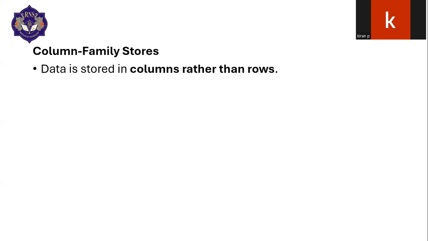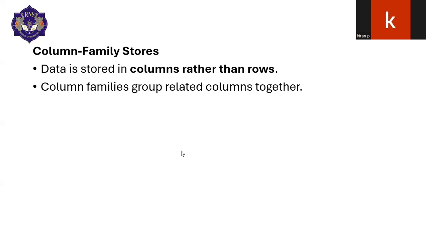So let us come to the column family stores. In column family stores, data is stored in columns rather than rows. So we don't use a row-wise representation; we go for a column-wise representation. That's the biggest change over here. In relational databases, it is row-wise representation. I'm not saying I'll convert it, but how I save it is in the form of columns. We call these column families, which group related columns together for retrieval.